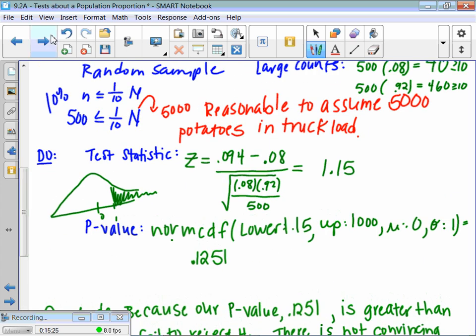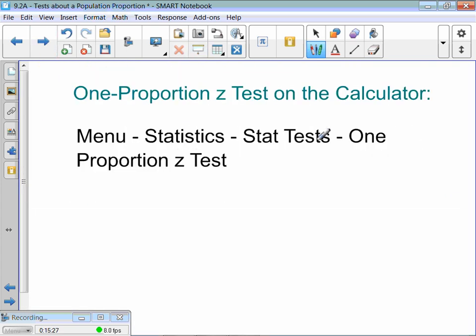All right, we're going to also learn how to do this on the calculator. So one proportion z-test on the calculator. So go ahead and write this in your notes. You remember how to do it. You go to menu, statistics, stat test, one proportion z-test. And let's do the one that we just did.